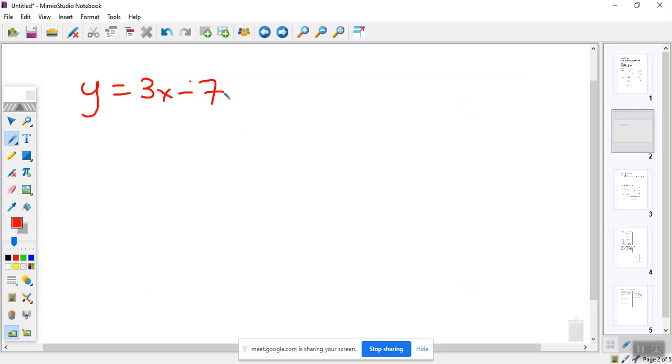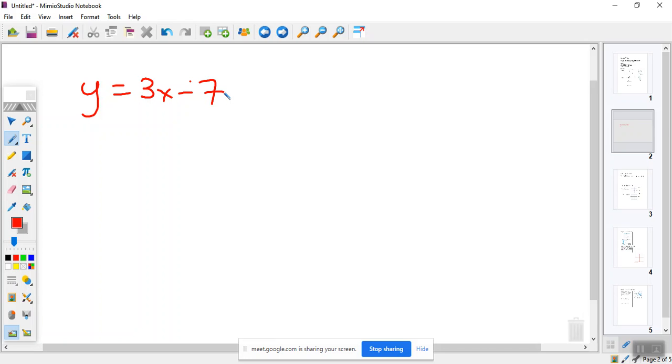Slope-intercept form, where the value out in front of the x is my what? M, or M is going to represent the slope, so my rise over run. If my slope is 3, my rise would be 3. What would the run be here? 1. And then what would my y-intercept be right here? -7.